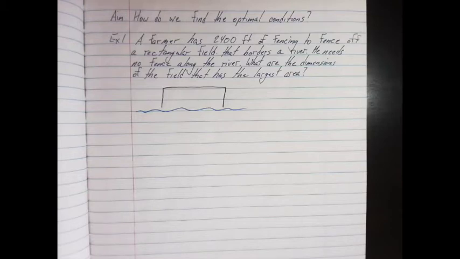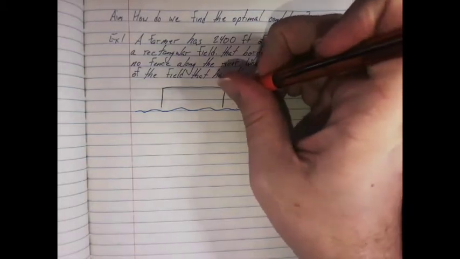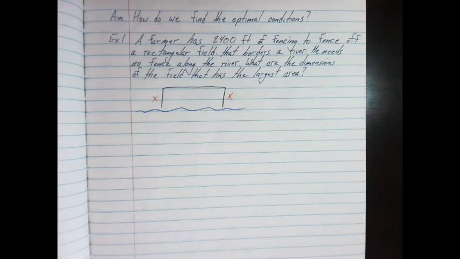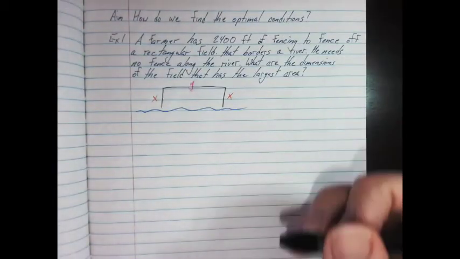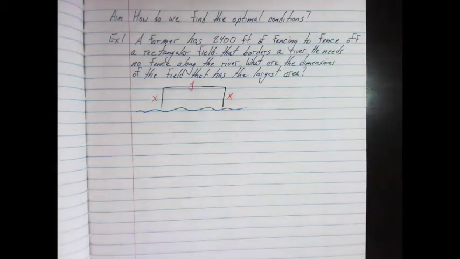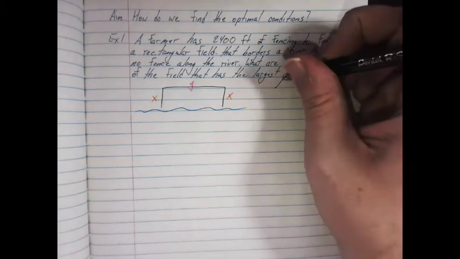What we're going to have to do is set up two different equations. So we know if we're looking at this that it's a rectangle. Let's call this x, let's call this x. They have to be the same because it's a rectangle. And let's call this distance y. Now, we have two equations we can make out of this. The area is just going to be x times y.